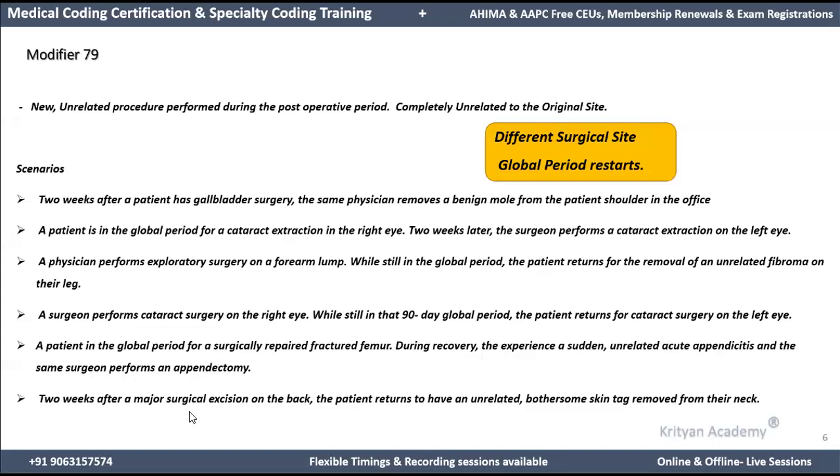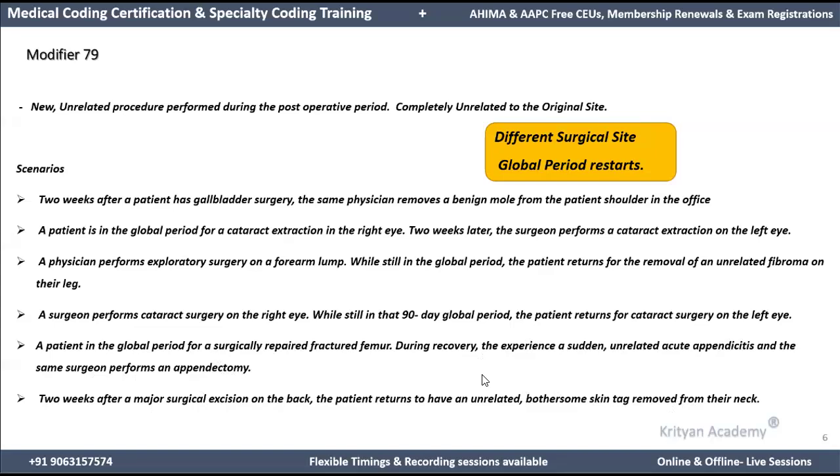And 2 weeks after a major surgical excision on the back, the patient returns to have an unrelated bothersome skin tag removed from their neck. So, which is again a different surgical site. You use the modifier 79.